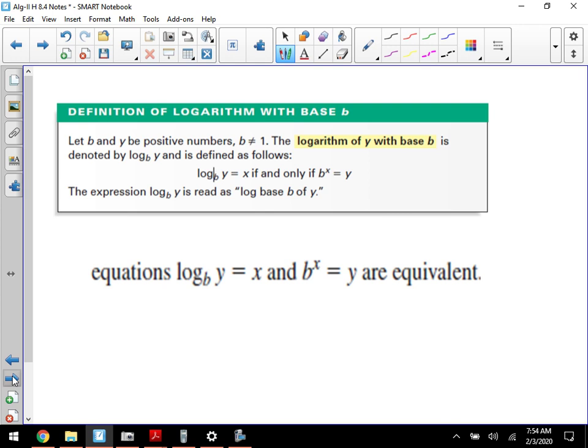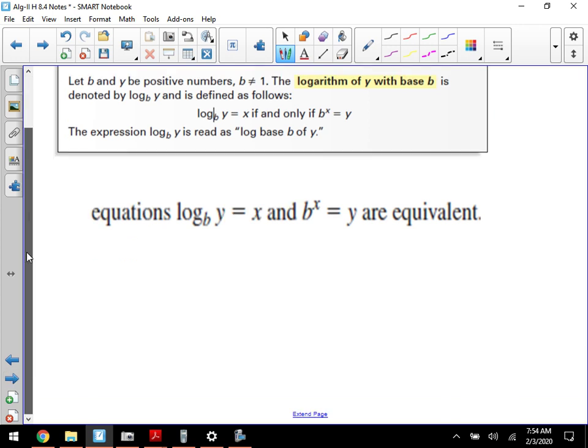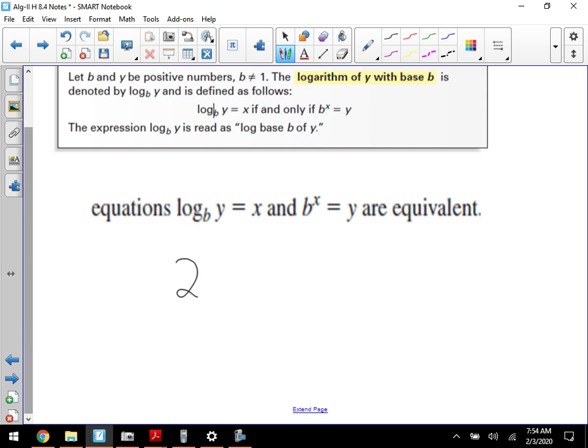If we think about the one we just had up there a second ago, where 2 to the third was 8, what's my base? 2. The exponent is what? 3, and then the 8 is the y value. So what happens here is that you can do this. This means the same thing as log base 2 of 8 is 3. That's what that means.